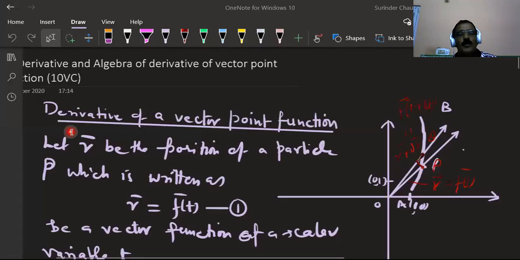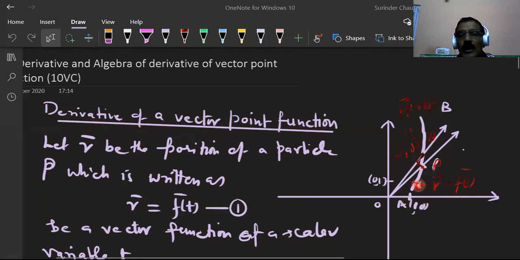Hello students, in the previous lectures we have discussed the limit of a vector point function and the continuity of a vector point function, and compared them with the limit and continuity of the scalar point function. Now we will discuss the differentiability of a vector point function, or the derivative of a vector point function.